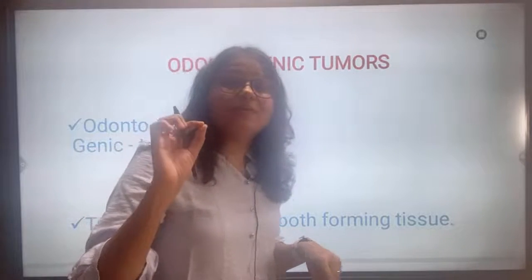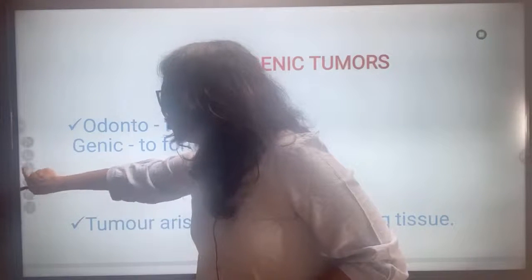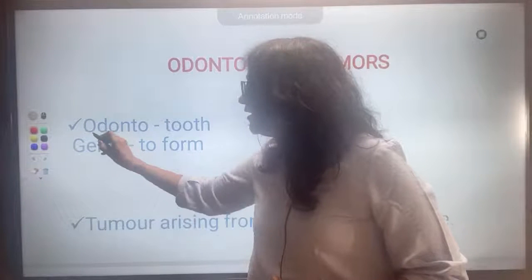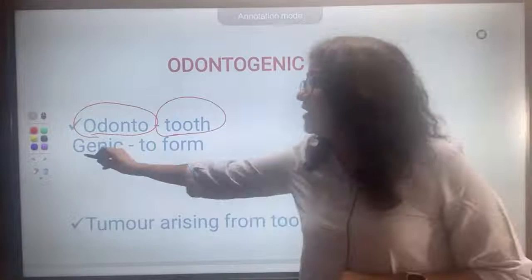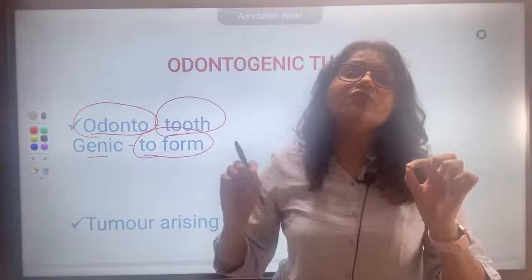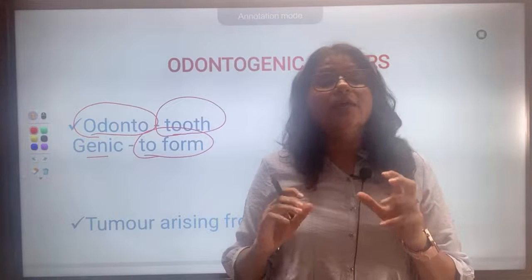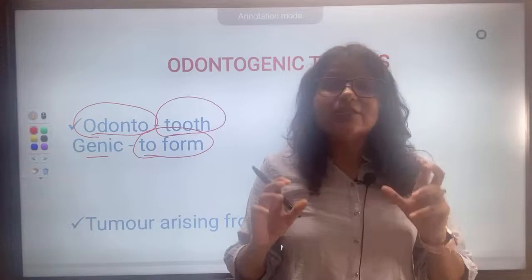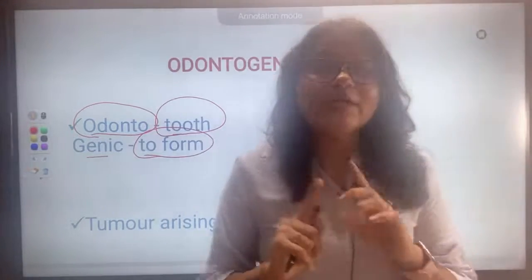Now what do you understand by the term odontogenic? Always try to divide the term. If I divide this word odontogenic, odonto is the tooth, and genic means to form. So these are tumors arising from tooth forming tissues. In our jaws there are tissues that normally form the tooth. If such tissue leads to tumors, these are called odontogenic tumors. So, number one, tumors that arise from odontogenic tissues.